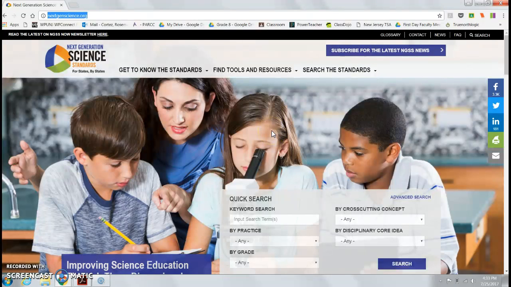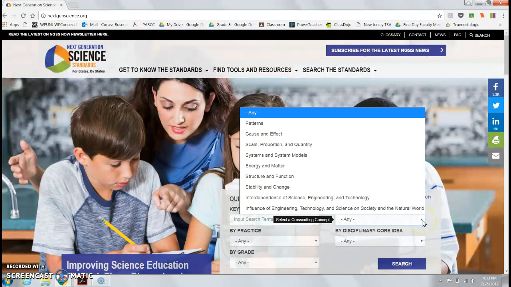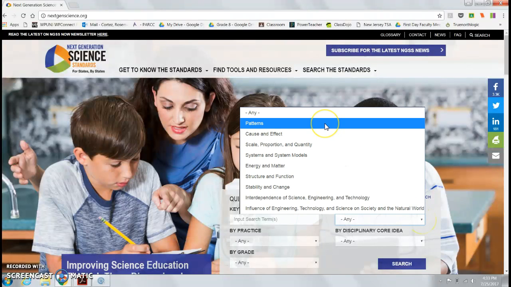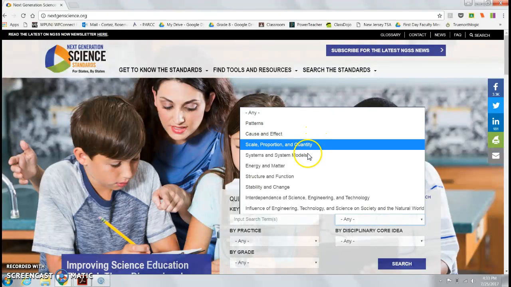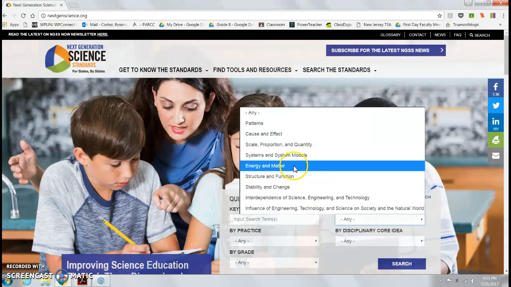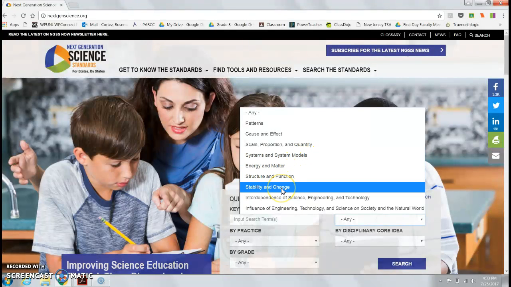There's a few different ways that you can search for information about the cross-cutting concepts. I'm going to show you the home page way first. So if I want to find out information about a particular cross-cutting concept, I'm going to go to this area here. I'm going to click on the drop down, and you'll see that the 7 main cross-cutting concepts are listed here. So you have patterns, cause and effect, scale, proportion, and quantity, systems and system models, energy and matter, structure and function, and stability and change.